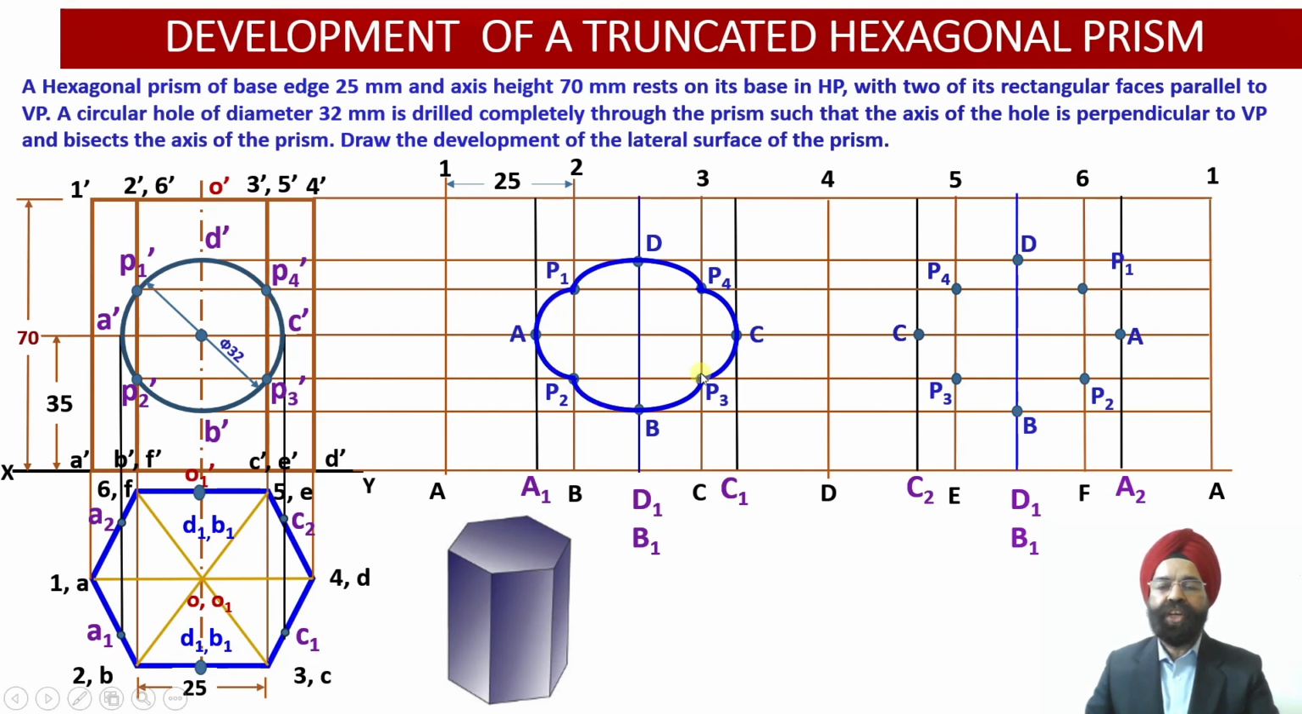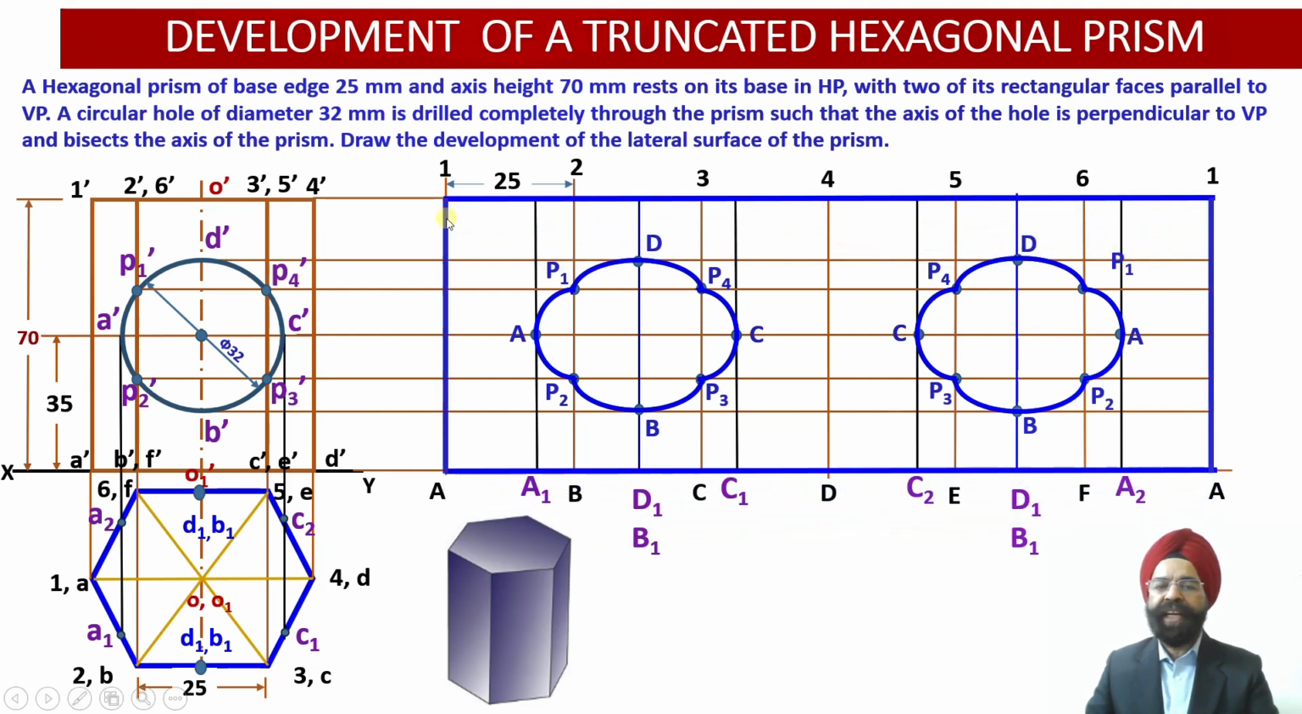So we can check onto the front face, the true shape of the cut section will be appearing like this, and onto the rear face also a symmetrically mirror image will be generated because of the symmetry of this particular surface of the hexagonal prism over here. So now the true shape of the hole has been obtained onto the front side and the rear side.